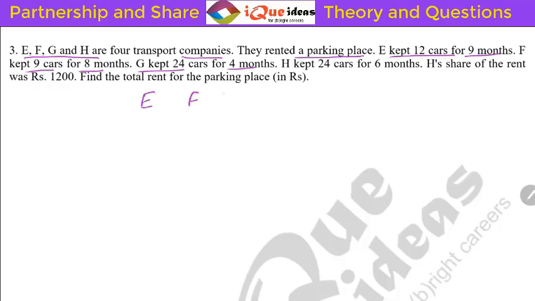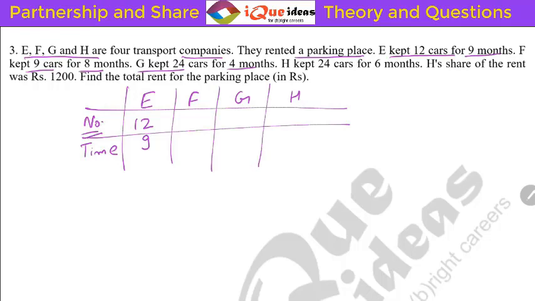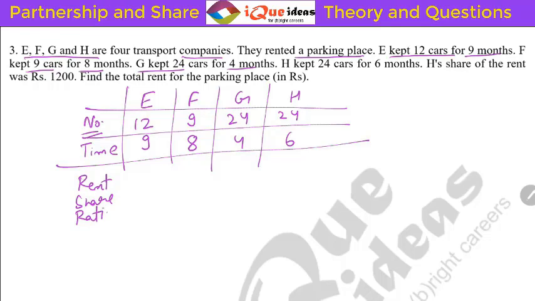E, F, G and H, the number of cars and the time duration. So for E, the number of cars is 12, for 9 months. I'll just write the values without the units. We already know the units. For F, it is 9 cars for 8 months. For G, it is 24 cars for 4 months. And for H, 24 cars for 6 months. So straight away, the rent share ratio will be calculated as the product of number into time.